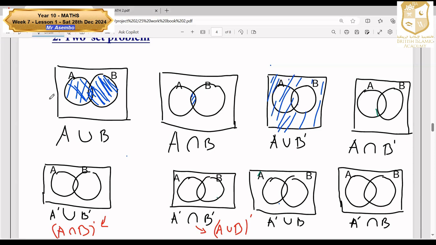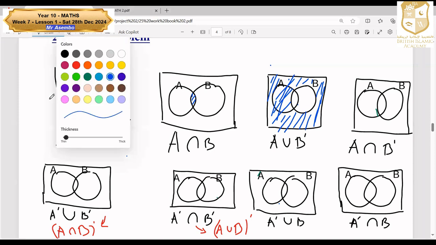This is a little bit long. Let me remove it here. Everything that is not in B first. So we have shaded everything that is not in B. And then A. A is this one. Let me use a different ink to bring out that difference.